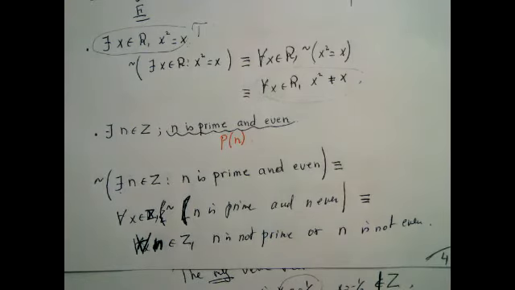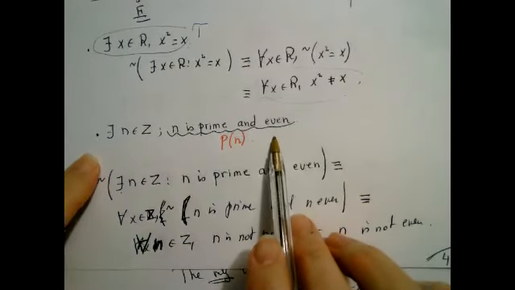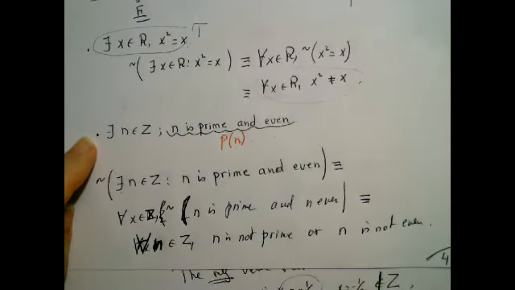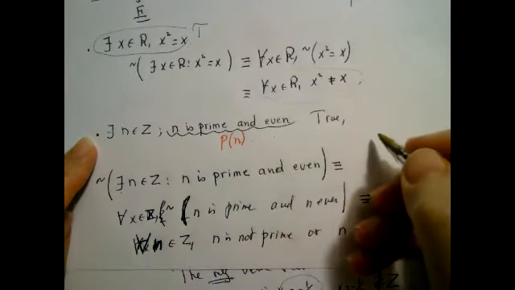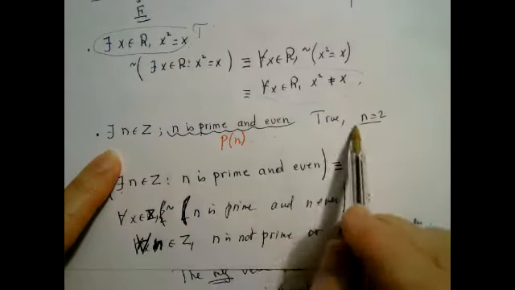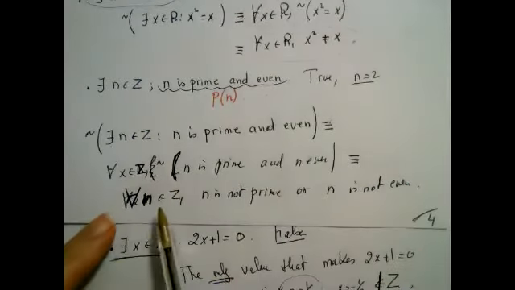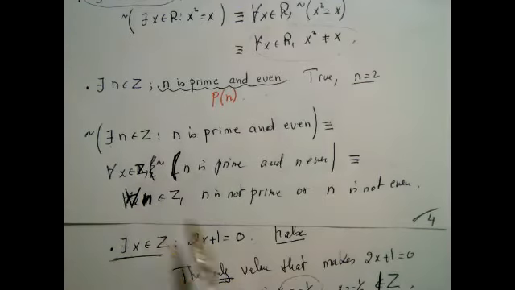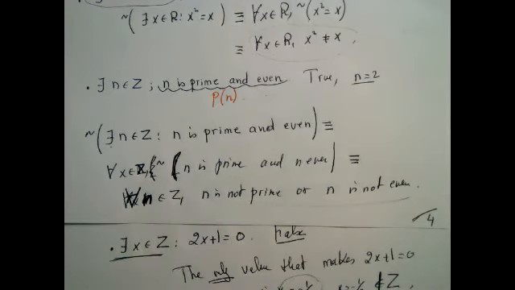Okay, so very quickly now, true and false. Is my original statement true or false? True, because we've done this before. n equal to 2. That exists. Take n equal to 2, that's prime, and that's even. Of course, the negation has to be false, because it tells you that given any n, either it's not prime or it's not even. That's false, because n equal to 2 satisfies both conditions.